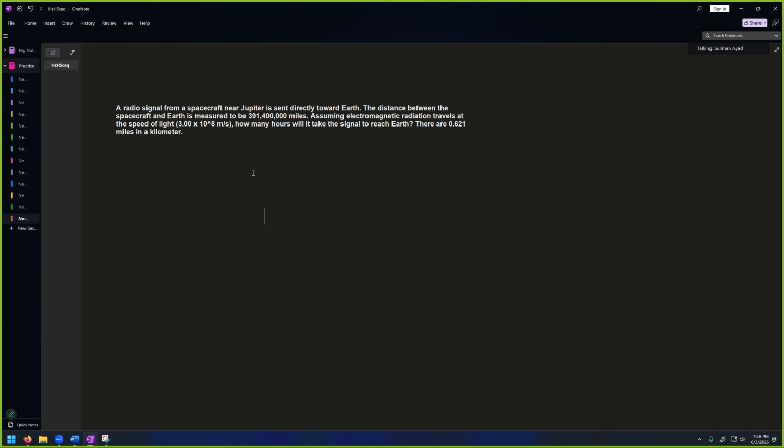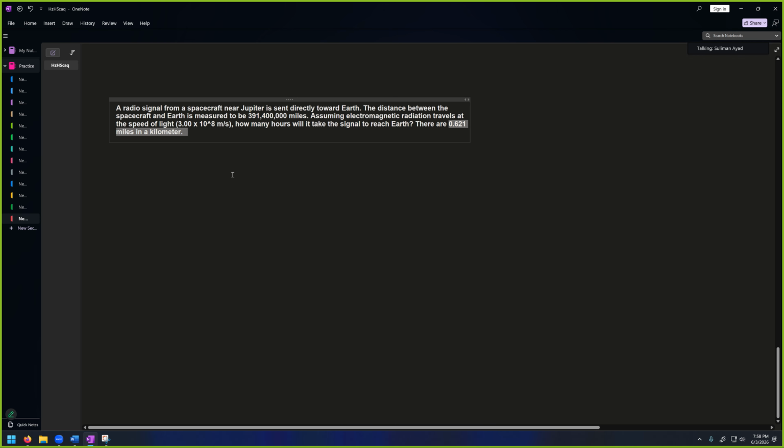Typically, these are represented as ratios. And so here I can see 0.621 miles in a kilometer. That's miles per kilometer, so that's one of my conversion factors. I'll write that down off to the side in the format we're going to use it in the problem. So 0.621 mi is the symbol for miles per 1 km. And I do recommend writing it exactly like this.